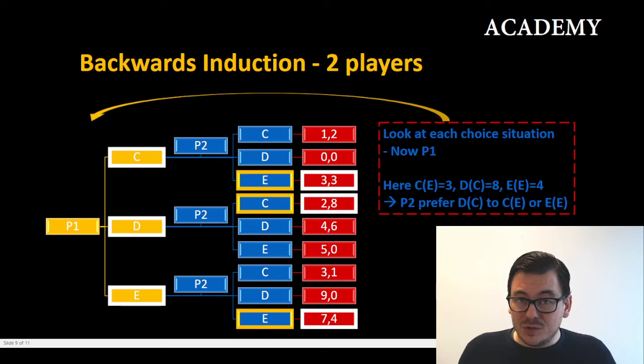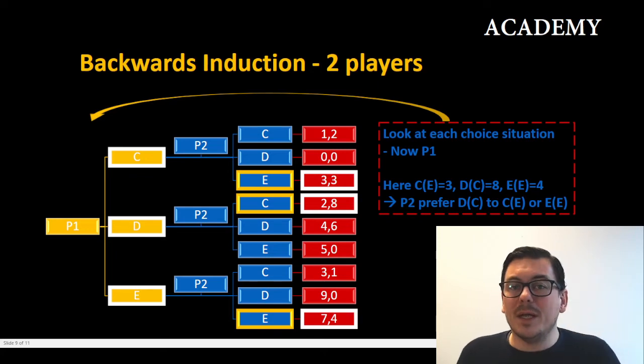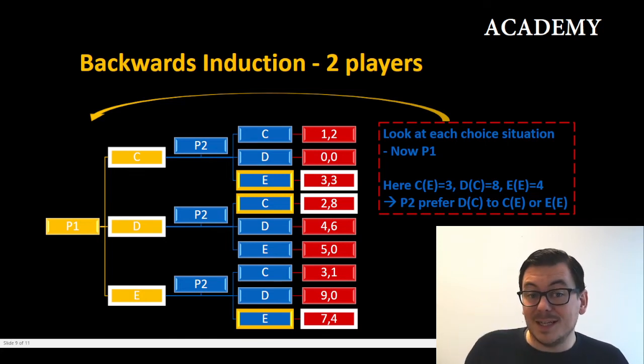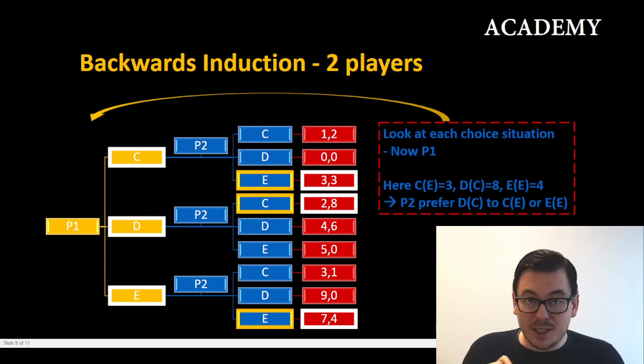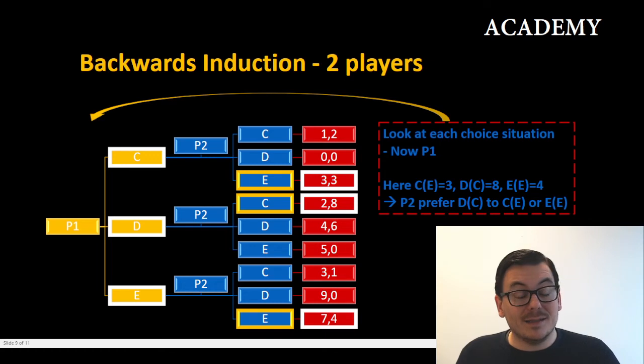Player 1 can choose between 3 strategies, C, D, or E. And given that we know what player 2 will choose, we can now predict what the outcome, the payoff of each strategy of player 1 will be. If player 1 chooses C, the payoff will be 3, because if player 1 chooses C, player 2 will choose E, and the total payoff would be 3, 3 to each player. Thereby, for player 1, C equals 3, D equals 8, and E equals 4.